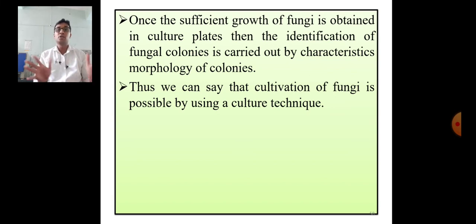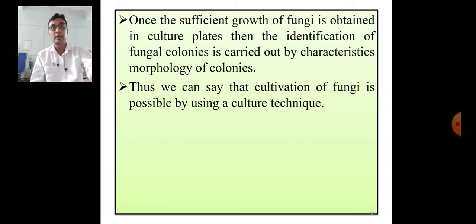Once we obtain sufficient growth of the fungi cells in the plates of culture media, the fungi cells are subjected to the process of identification, in order to identify which type of fungus cell has developed, which type of fungus cell has been cultivated, and that is characterized by means of its morphological characters. Thus, we can say that cultivation of fungi is possible by using a culture technique.